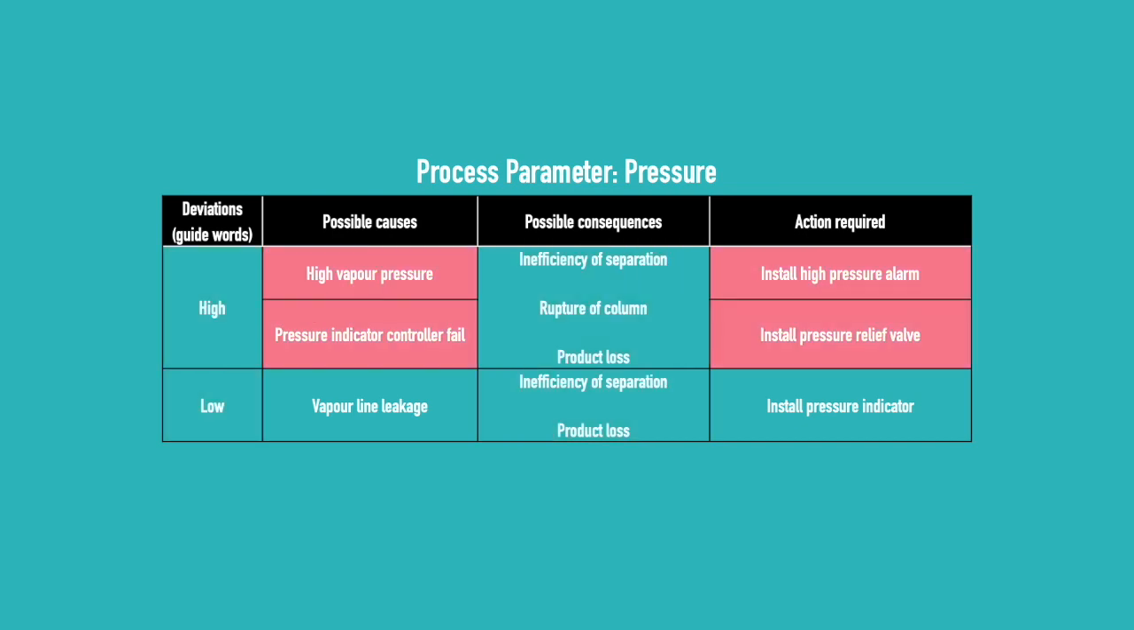The possible causes of high pressure are high vapor pressure and failure of the pressure indicator controller. Actions required for such causes are installing a high pressure alarm and pressure relief valve respectively. As for low pressure in the unit, it might be due to leakage of the vapor line, which can be resolved by installing a pressure indicator.